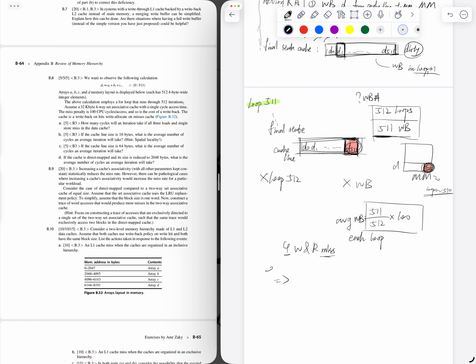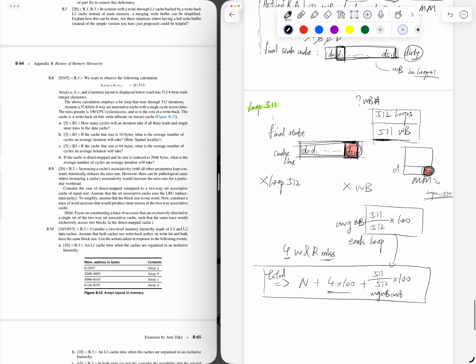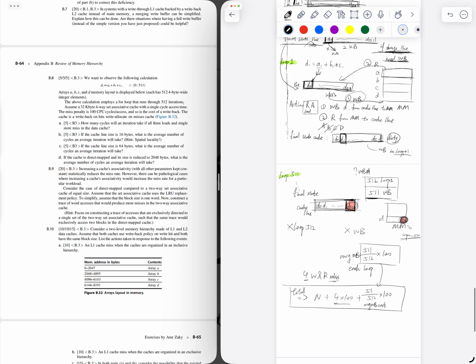So totally, firstly, I would say N is the basic with no miss. And there is 4 multiplied by 100 penalty for the read and write misses. And with the average write back penalty or cost, it is 511 over 512 multiplied by 100. So this is the final step for our question 2 part D.